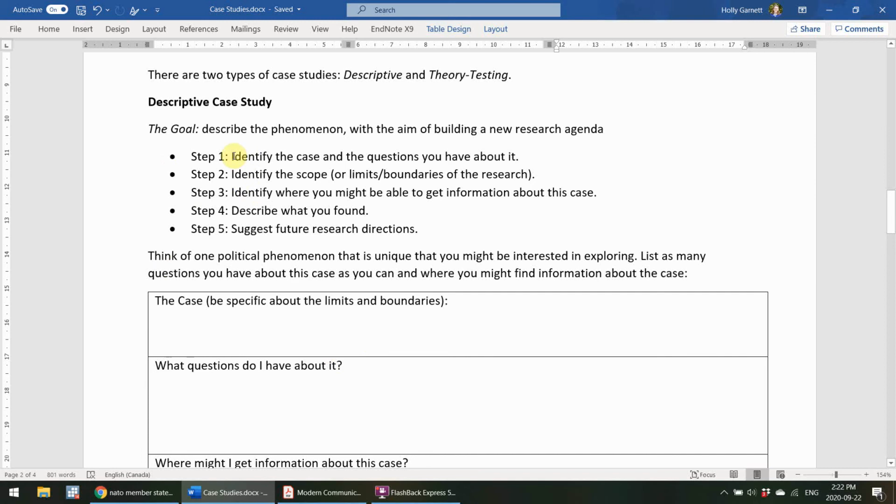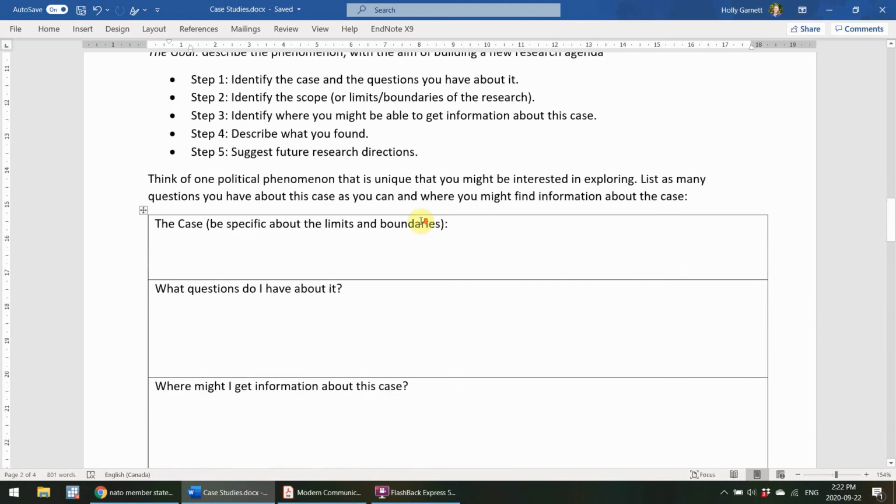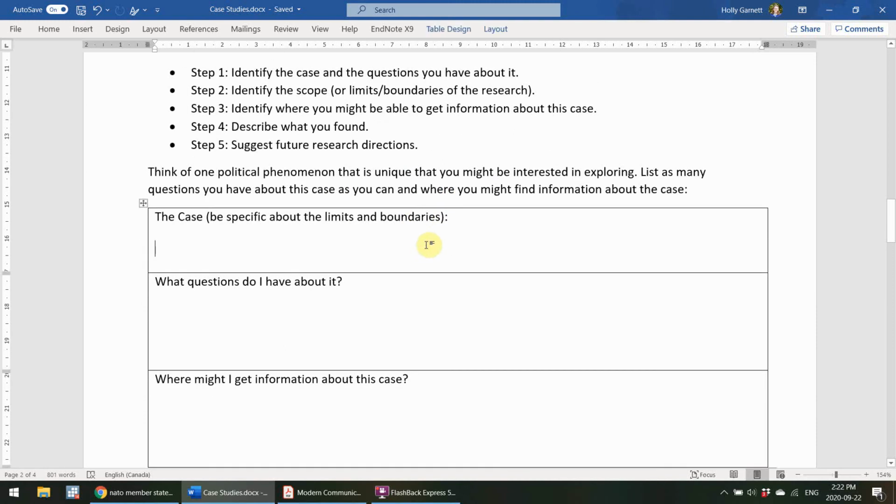So the first step would be to identify the case and the questions you might have. Then identify the scope. You really need to have limits and boundaries, or else you can just go forever with your research. You need to identify where you might be able to get information about your case. You'll describe what you found and suggest future research. For example, this is a study that I actually did, and we're going to look at it later on when we talk about interviews.